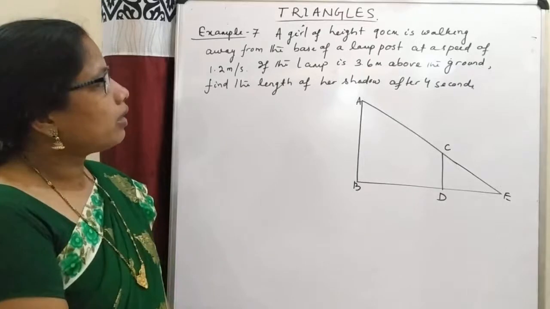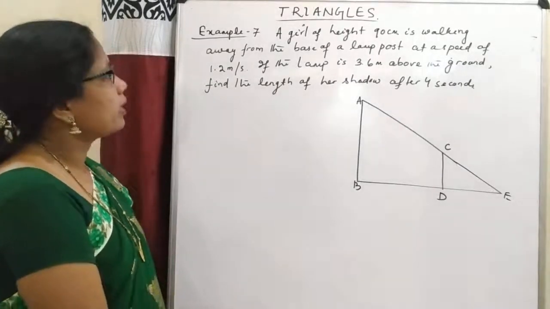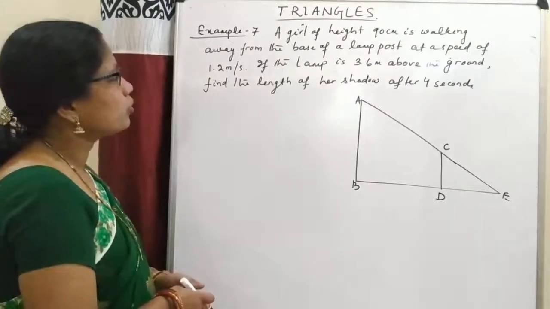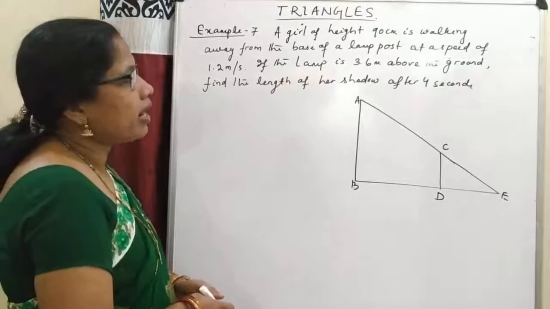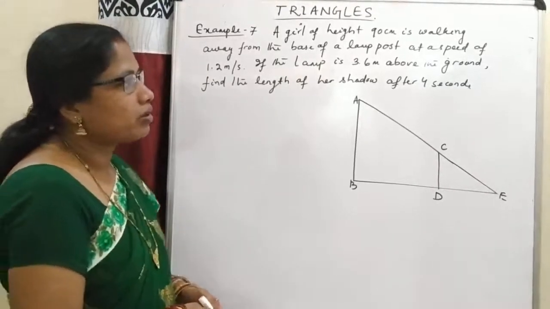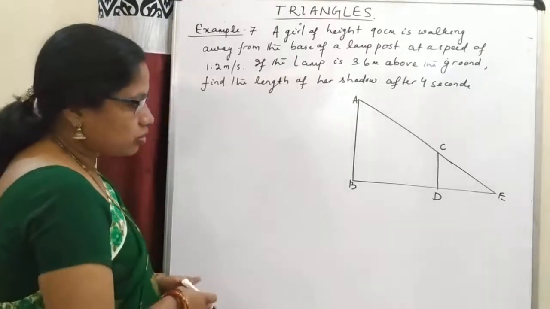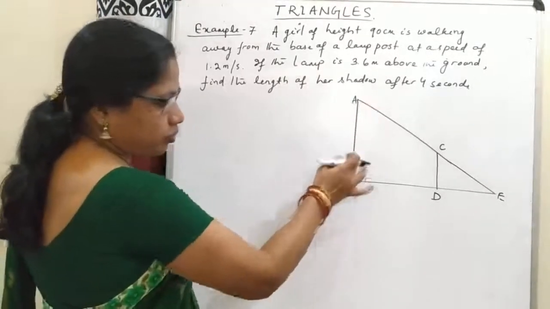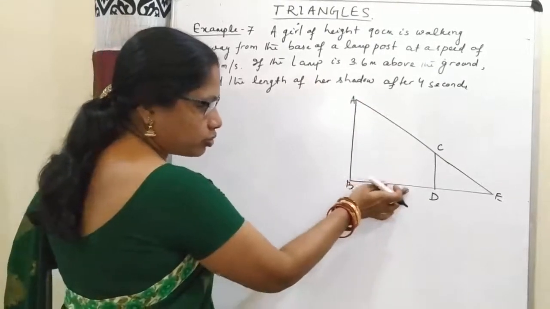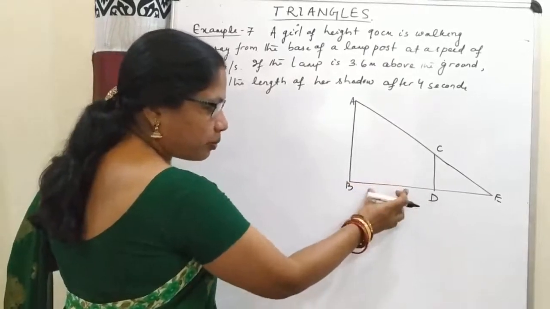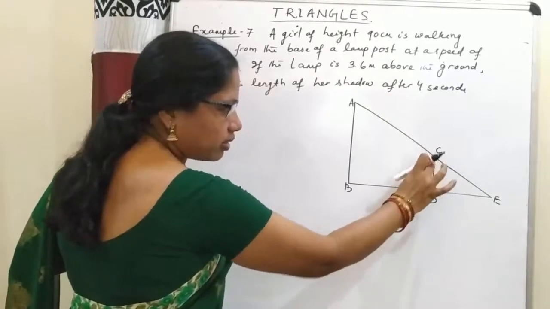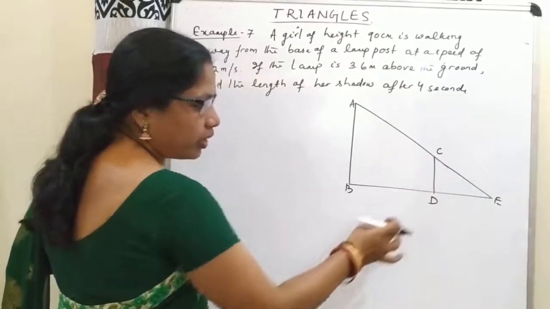Next: a girl of height 90 centimeters is walking away from the base of a lamp post at a speed of 1.2 meters per second. If the lamp is 3.6 meters above the ground, find the length of her shadow after 4 seconds. So let AB be the lamp post. Here, the girl is walking towards D. And after 4 seconds, the girl reached CD, like this. So CD is the girl. So she reached point D.